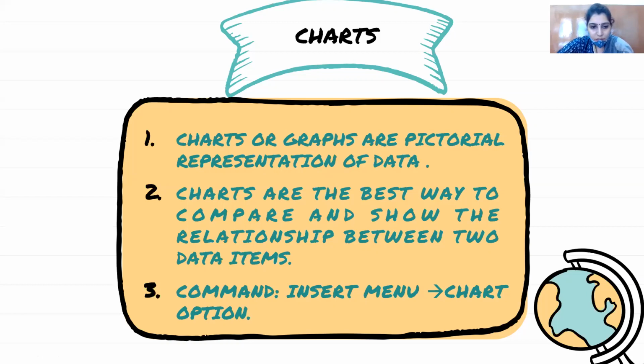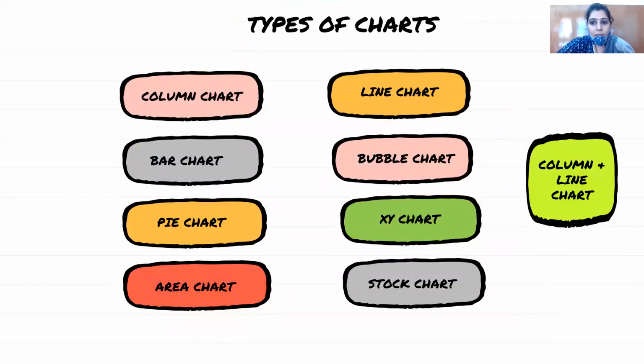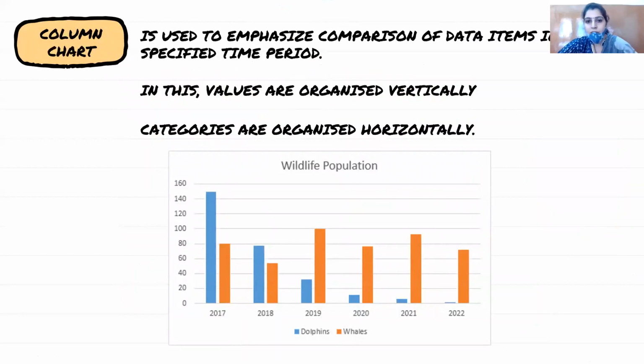The chart option is found under the Insert menu. Inside the Insert menu there is the chart option. What are the types of charts? Column chart, bar chart, pie chart, area chart. So many charts are there, we have already done them in Excel also. So let's discuss them one by one now.